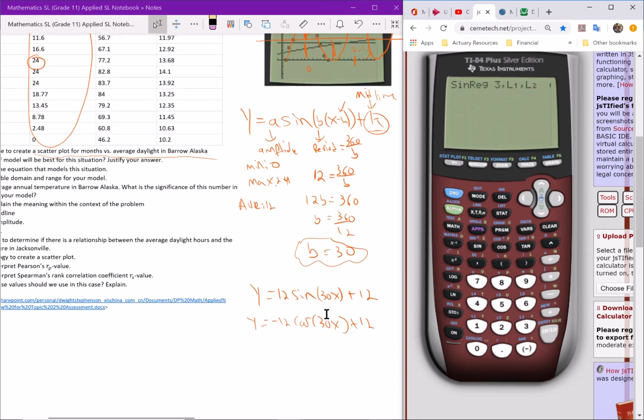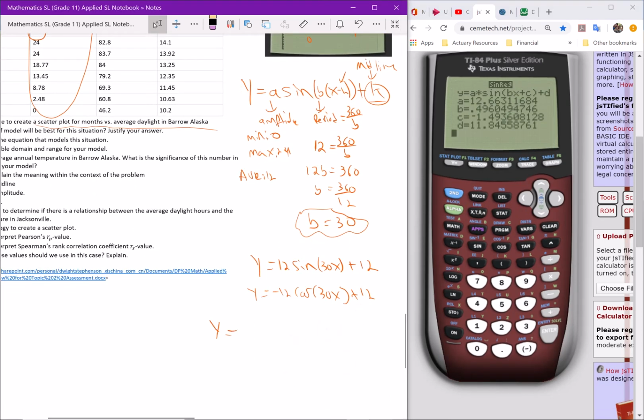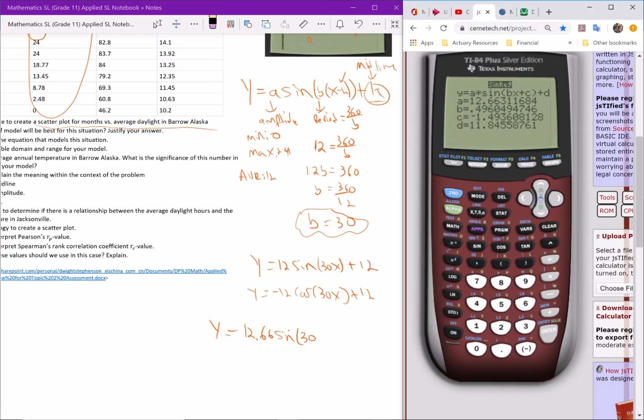And it's going to tell us that the model is y equals 12.66 sine b value. So this b value is going to be deceptive. Don't use this b because this is in radians, and in this course you don't need radians. So you're going to need to figure out the b value yourself.